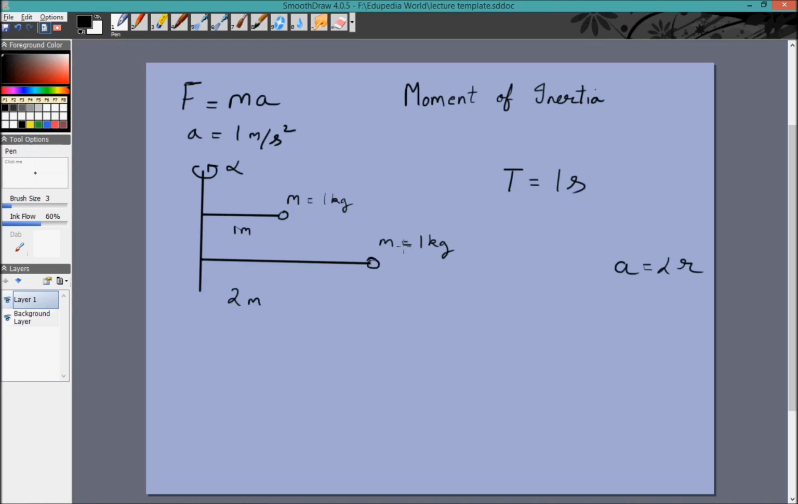So I'm just going to give you the formula for moment of inertia right now. I'm not going to derive it. We'll look at that in detail in the next lecture. Right now our focus will be to learn the properties of moment of inertia and to learn how to calculate moment of inertia for different extended bodies.